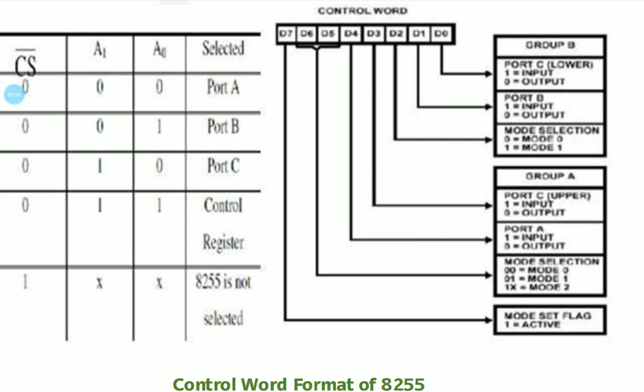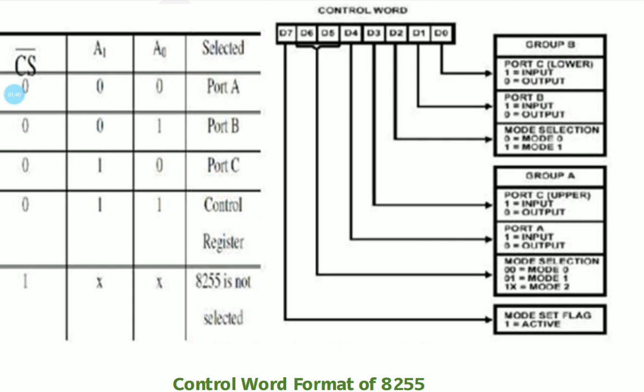And always remember, a single bit can be either a 0 or 1. If D0 is 1, port C lower will act as an input. Similarly, if D0 is equal to 0, port C lower will act as an output. And D1 is for port B, 1 means input, 0 means output.